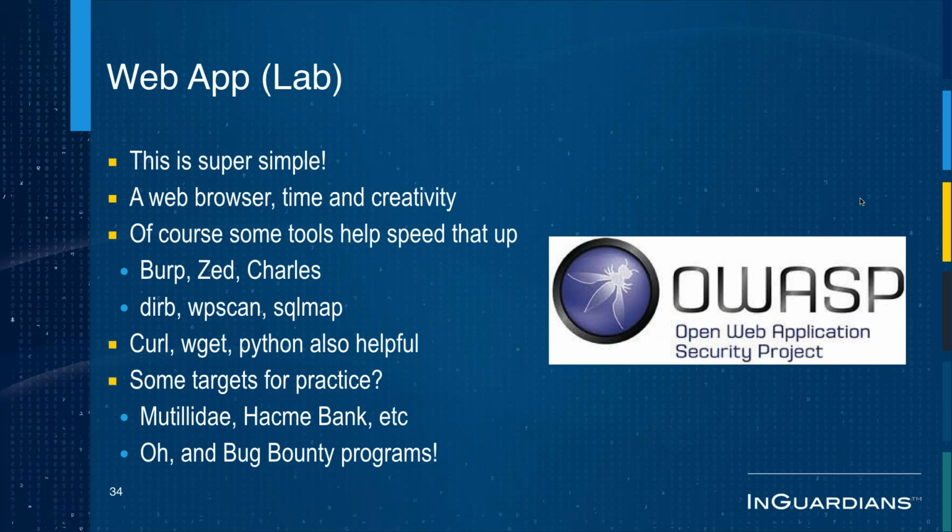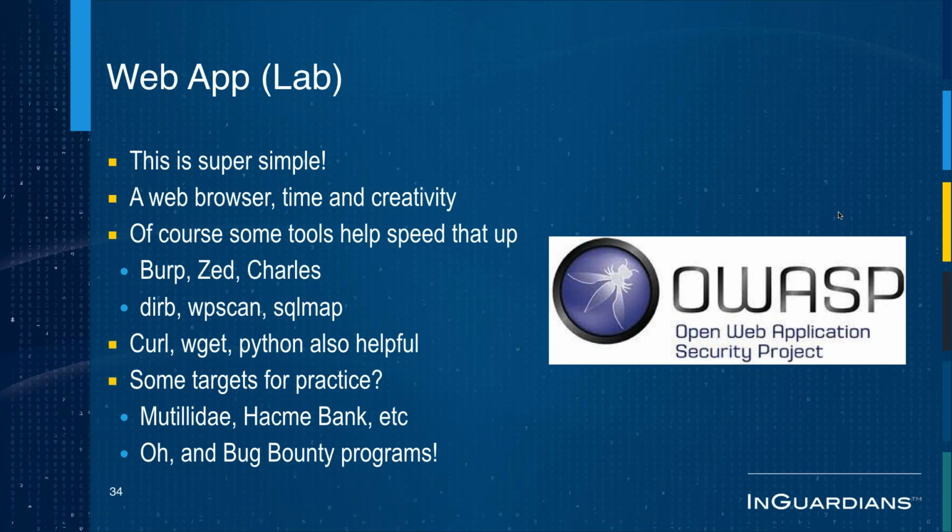Dirb, DirBuster, WPScan, I hate that I have to say this in an IoT context, but WordPress scanner, SQLMap once we find some stuff, curl and wget, and interacting with Python may also be helpful. Okay. Do we need some targets for practice to put in our lab? Absolutely. There's all sorts of fun stuff out there. Mutillidae, Hack Me Bank, a bunch of stuff from the OWASP project.